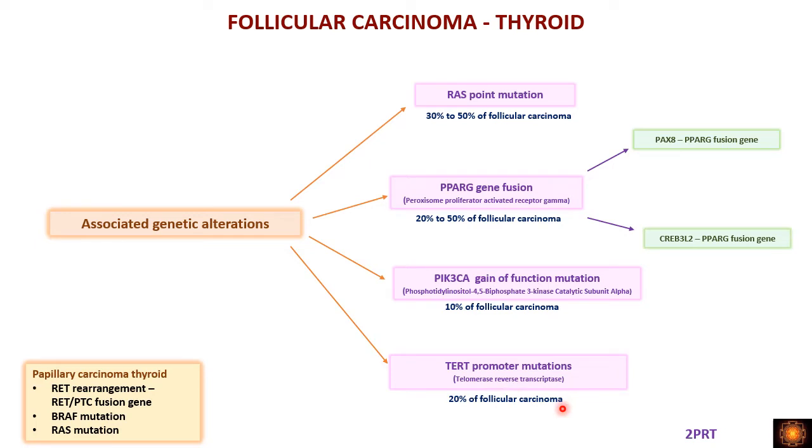So the important gene mutations associated, we have two P's. One is PPARG gene fusion, another one is PIK3CA gain of function mutation, and then R is RAS mutation, and TERT promoter mutations. This is in the follicular carcinomas. Now just to briefly recap what we have finished, in papillary carcinoma the gene mutations we commonly see are RET rearrangement, then BRAF mutations, and the RAS mutations. Even here we have the RAS mutations.